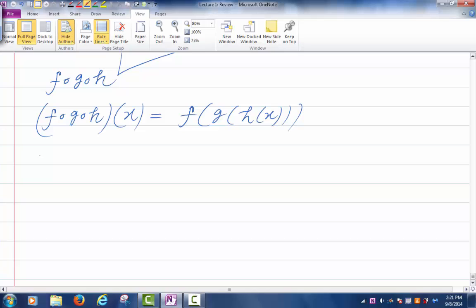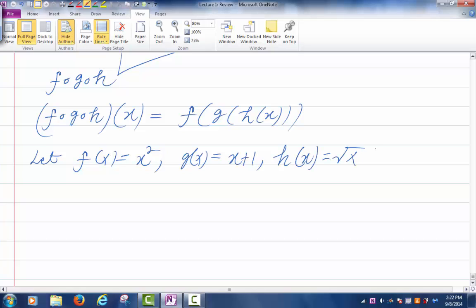So for example, let's take f of x be x squared, g of x be x plus 1, h of x be root of x. Okay, then what is f circle g circle h of x?